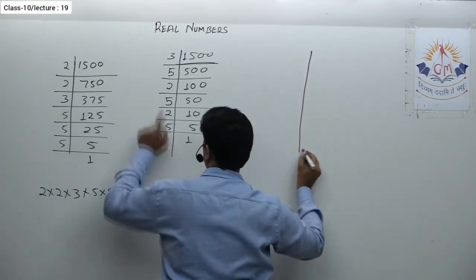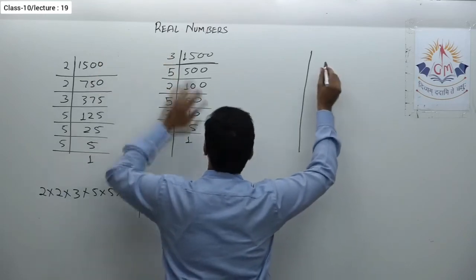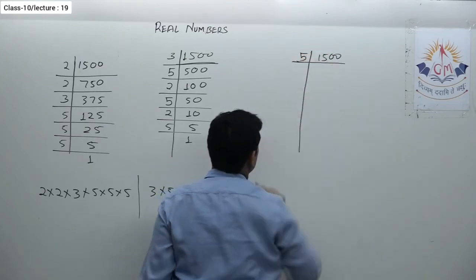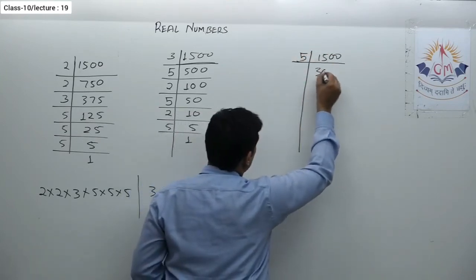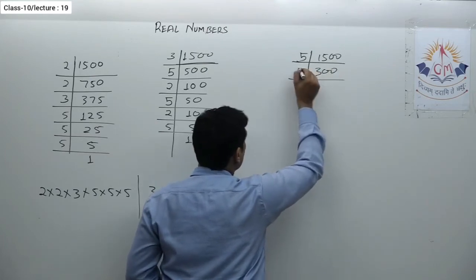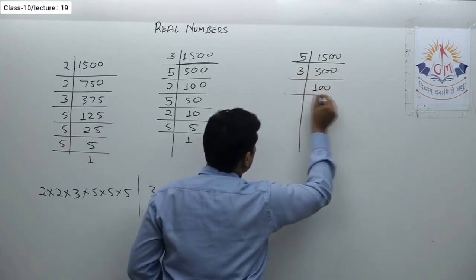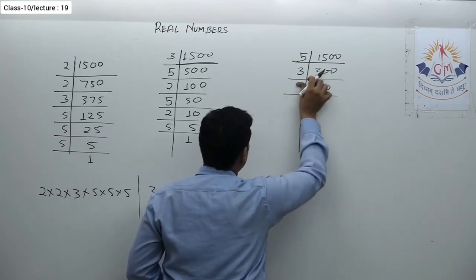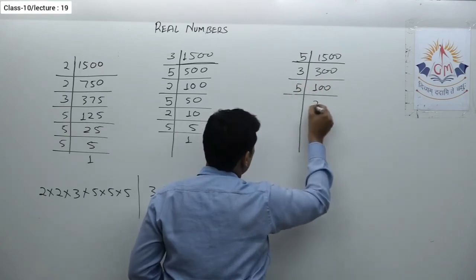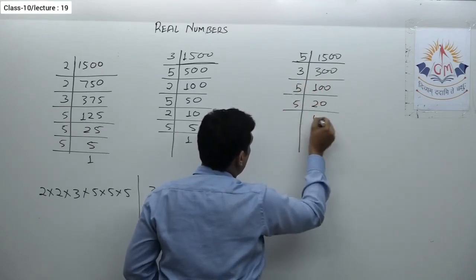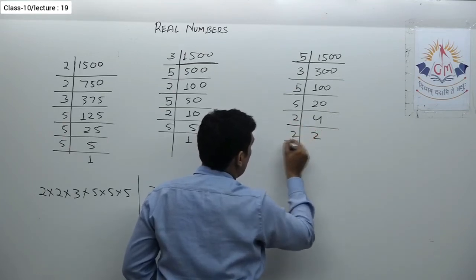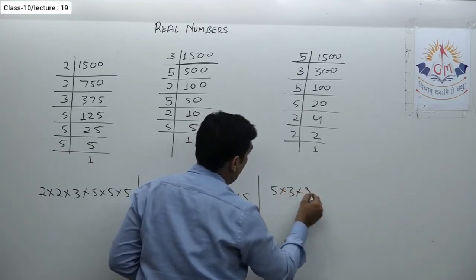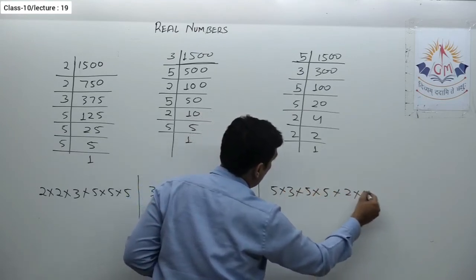Instead of starting with 2 and 3, suppose this student started finding factors by 5. So here I will get 300. Now next suppose he took 3, so here I get 100. Now suppose he took 5 again, and again 5. Now if I write these, it is 5, 3, 5, 5, 2, 2.